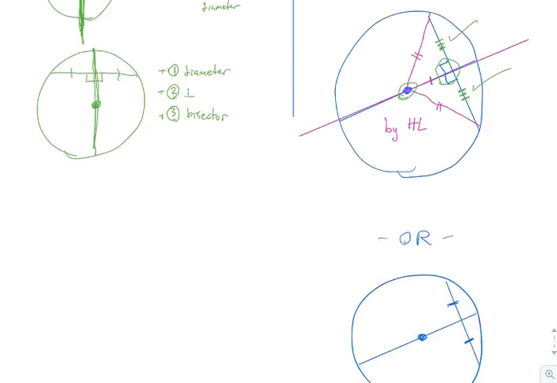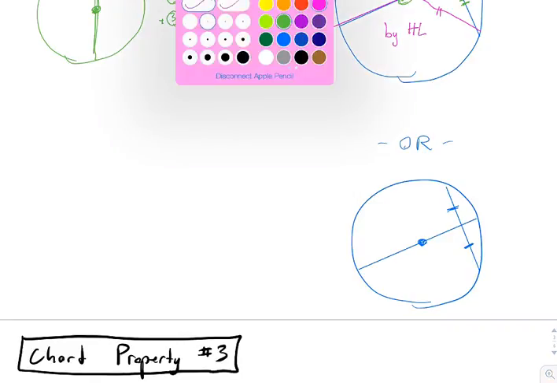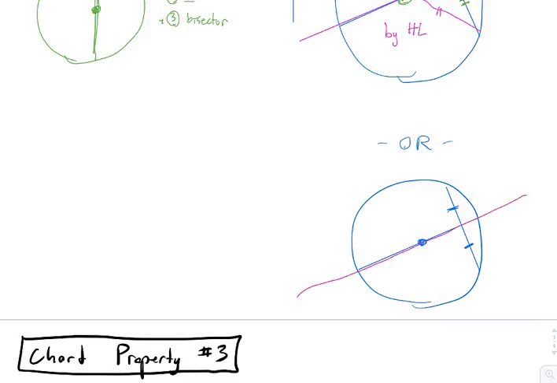Let's do it the opposite way. Let's say instead we have a diameter that bisects a chord. So we start with a diameter, and this diameter here is bisecting. Now again, we could bisect a line segment, like we could cut it in half in any direction. So we're trying to say because it goes through the center of the circle, it must be perpendicular. Well, let's see if that works out.